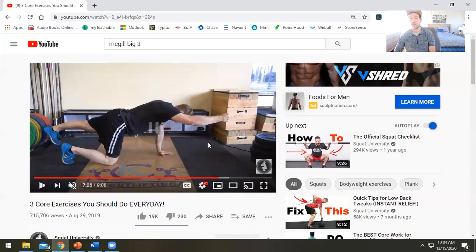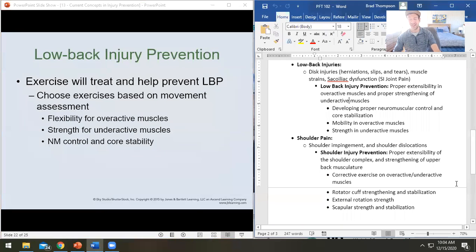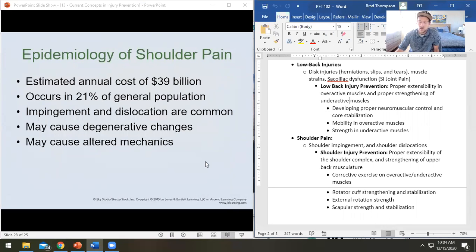So that's the McGill Big Three. He talks about doing this before every workout. He's such a big fan of it. I don't know, that's a lot. But if you've got a client with low back pain, this is one of my overall favorite programs to fix that. It's great for developing that overall neuromuscular control.